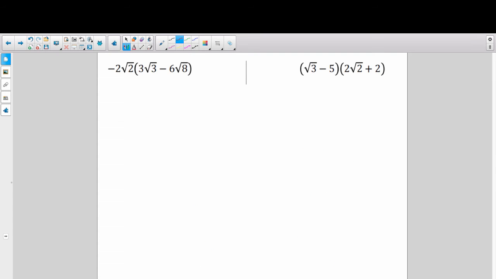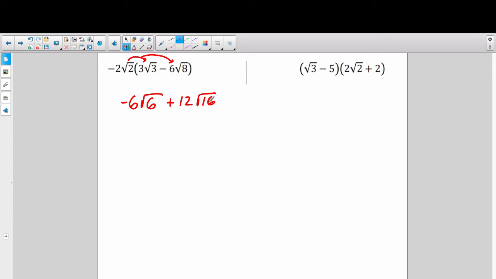Moving on, here's a monomial times a binomial. So we need to do this: that to that, and that to that. Okay, not so bad. Negative 2 times 3 is negative 6. And underneath the radicals, 2 times 3 is 6. Minus, I did that. Sorry. Plus, because negative times negative, plus 12. And underneath the radicals, I have 16.